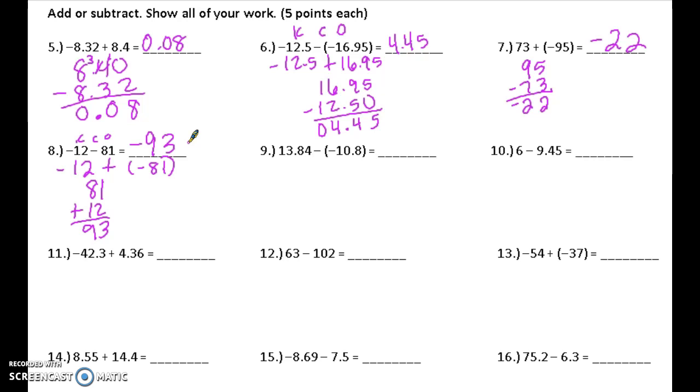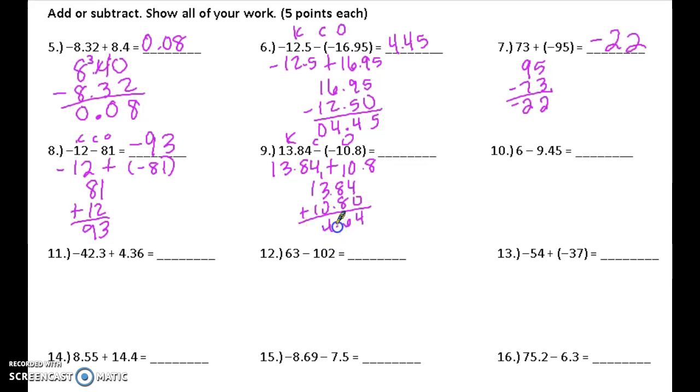Number 9, I need to turn it into an addition problem using additive inverse. Keep your first number, change subtraction to addition, take the opposite of the second number. Both numbers are now positive, so I add them. 13.84 plus 10.8. Fill in any missing numbers with 0. Add vertically. 4 plus 0 is 4. 8 plus 8 is 16.